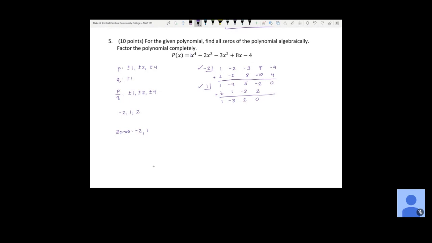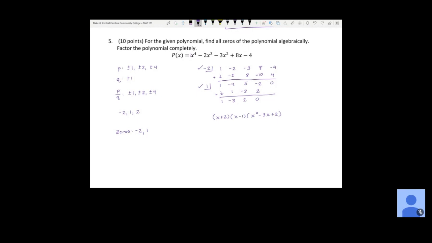Either way is fine. I'm going to go ahead and write the factors here and then try to factor it the rest of the way. So if -2 works, what's one of my factors going to have to be this time? x plus 2. Good. So I know my first factor, x plus 2. What's another factor going to be this time? x minus 1. Good. And then we said this is going to be quadratic, so that's x squared minus 3x plus 2 is another factor.